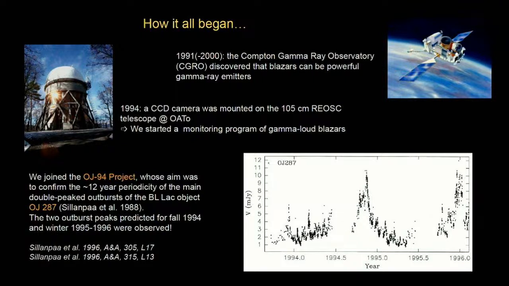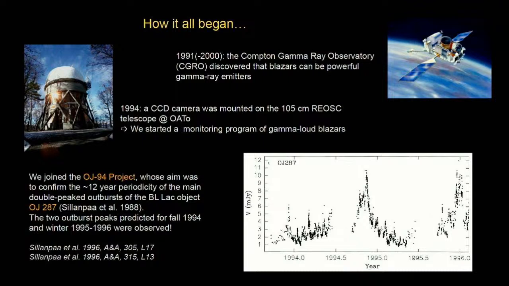And the story began in 1994 when a CCD was mounted on the main telescope of the Torino Observatory, and we decided to start to monitor a sample of gamma-loud blazars. And the reason was that in 1991, the Compton Gamma Ray Observatory was launched, and it discovered that the extragalactic sky is full of blazars. Blazars can be powerful gamma ray emitters.